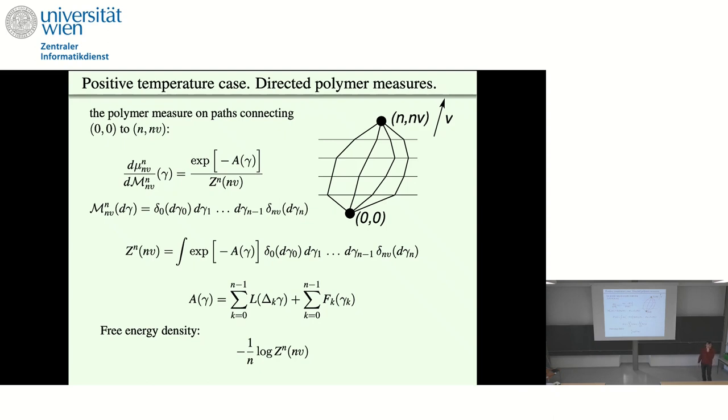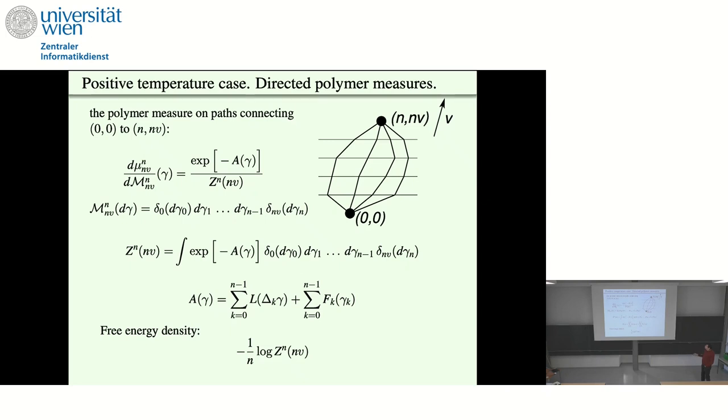Okay, so the rest of the talk is a very quick discussion of where this method works as well. So for the positive temperature case, instead of minimizing the action, you consider the Gibbs distribution on paths connecting two points, and these are known as polymer measures. And it turns out that the same approach works.